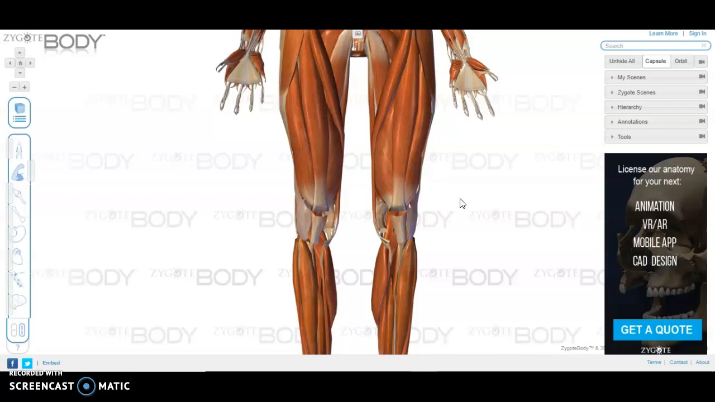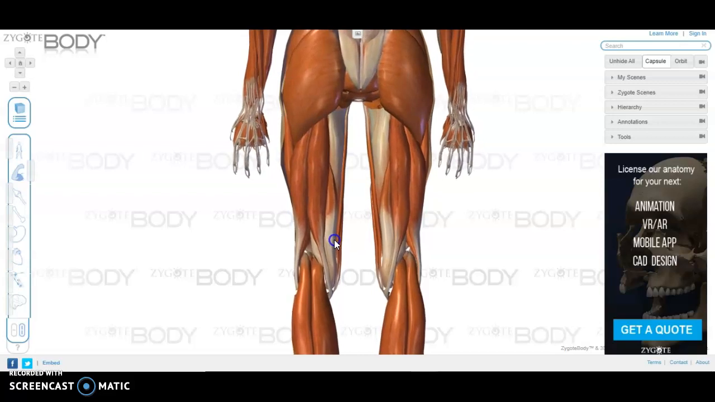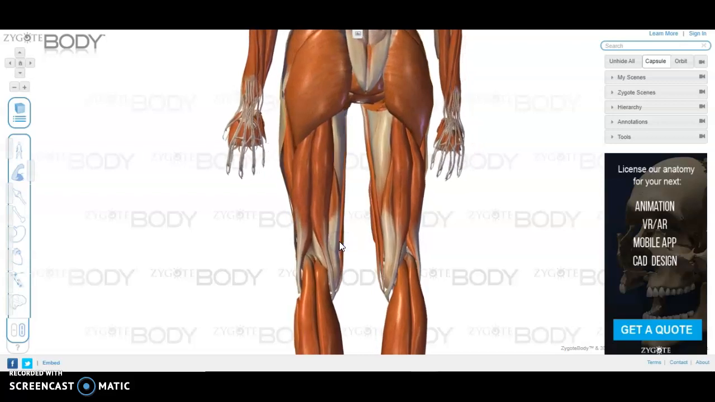The second muscle that I have selected, I'm going to turn this around here, is the biceps femoris, which can be visualized here. The biceps femoris extends the thigh and it flexes the knee. It's the opposite of the first appendicular muscle I selected.